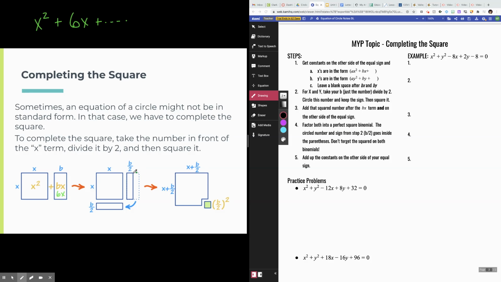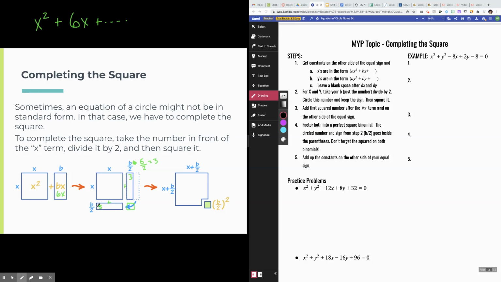So rather than this whole length being 6, in my example, now it's 3, right? 6 divided by 2. So this length here is 3, and this length here is also 3. Now we're just missing this little part right here in order for it to be a full square, right? Because essentially what you're doing is adding all of these together. We're trying to find the area of this new square, but we're missing this part here.